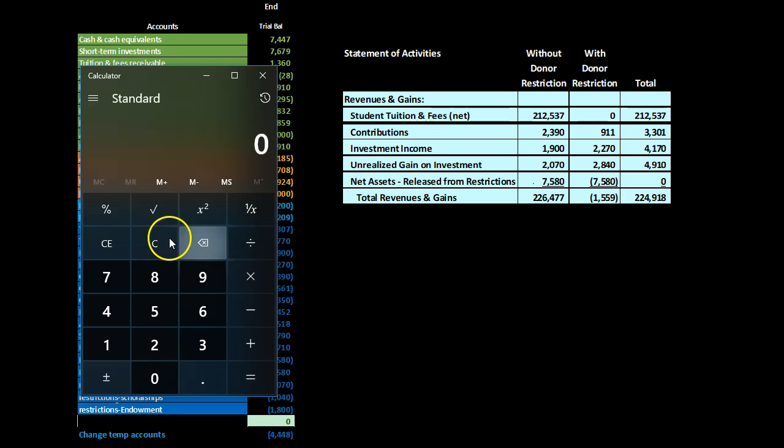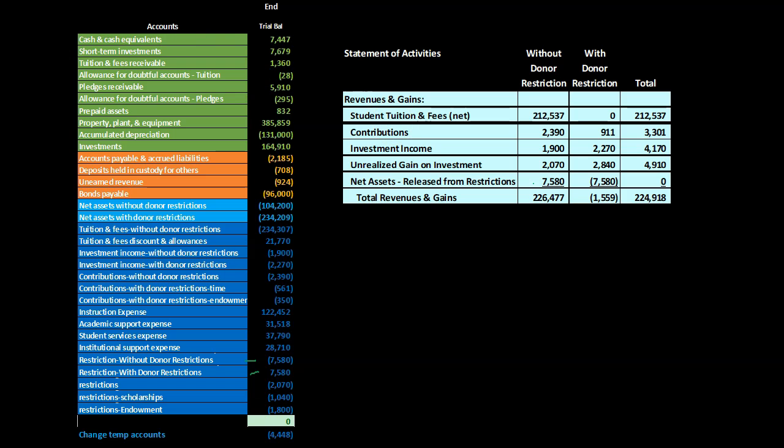Then we can add up the outer column both ways, right? We can do the 212,537 plus 3301 plus the 4170 plus the 4910, which gives us the 224,918. Also adding up this way, being the 226,477 minus the 1559, that'll give us the 224,918 as well.